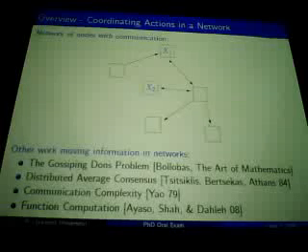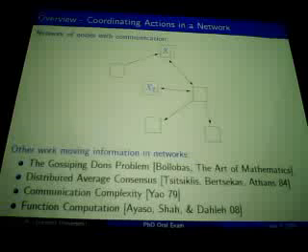Many other examples. Here's a fun problem related to moving information around, the gossiping Dons problem, where every node has a unique piece of gossip, and you want to know how many pairwise exchanges of gossip are necessary so that everyone knows all the gossip.